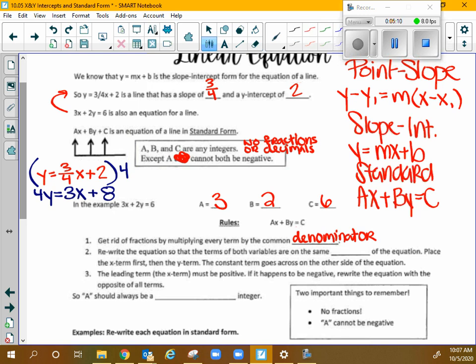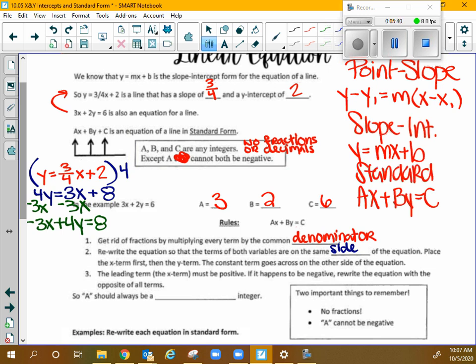Now, rewrite the equation so the terms of both variables are on the same side of the equation. Place the x term first, then the y term. So if I need the x on the same side, what am I going to do with that? Subtract 3x. So negative 3x plus 4y equals 8.